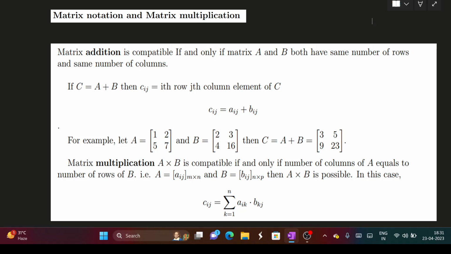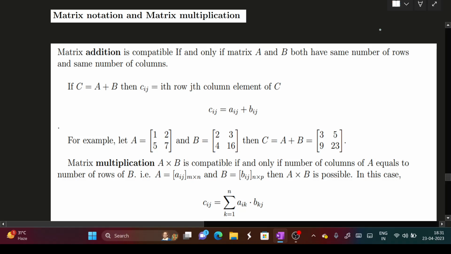If C is equal to A plus B, then Cij, the ith row jth column element of capital C, is nothing but the sum of the ith row jth column element of A and the ith row jth column element of B. For example, A is equal to 1, 2, 5, 7. B is equal to 2, 3, 4, 16. What will be A plus B? 1 plus 2, that means 3. And 2 plus 3, that is 5. 5 plus 4, that is 9. 7 plus 16, that is 23.